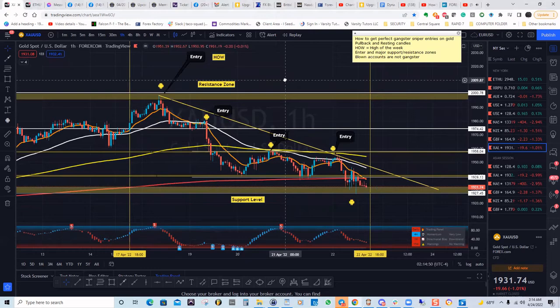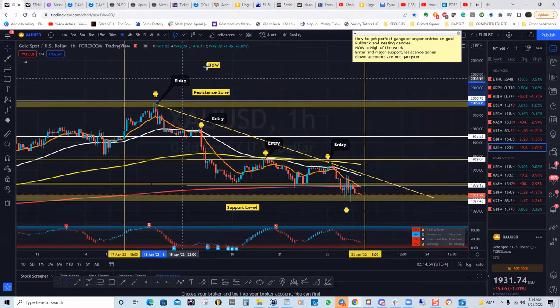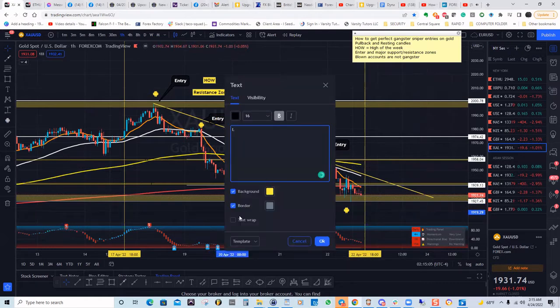So I got 4 entries. This is the low of the week. So highs is resistance, low of the week down here. It's sad because I didn't even take any of these trades on gold.